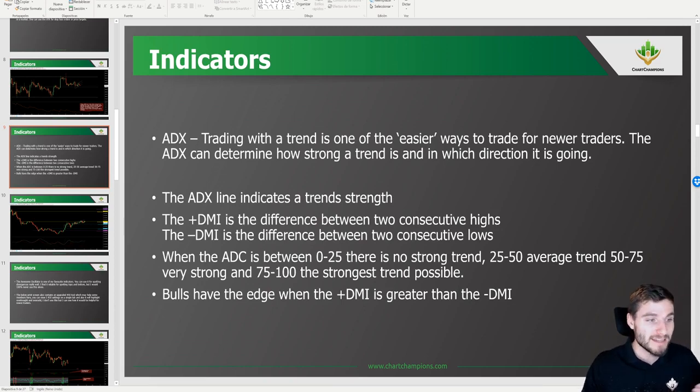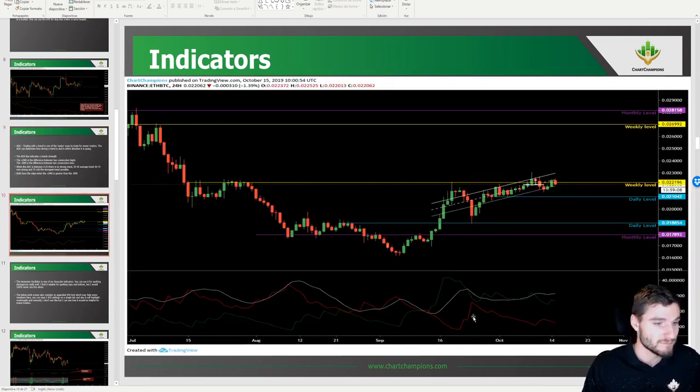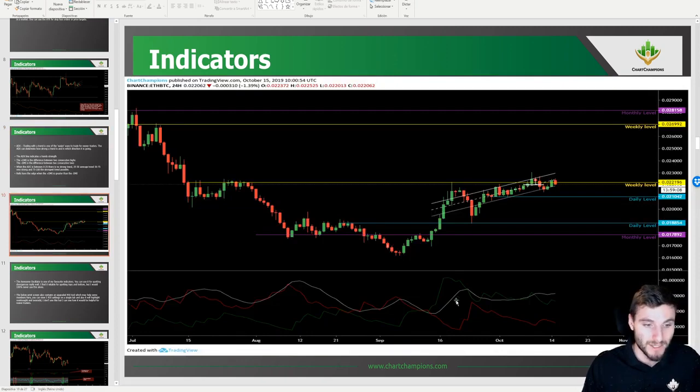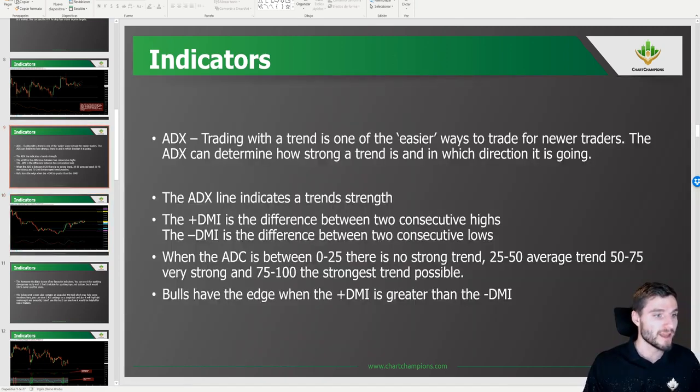So you're going to see three lines down here on the ADX. The first is obviously just the ADX line, which is this one in white. I'll load it up on the chart in a minute. You can change the colors all you want, but the ADX line is by default a white line. The DMI plus is the difference between two consecutive highs, and that will be in green, and the DMI minus is the difference between two consecutive lows, and that will be in red.